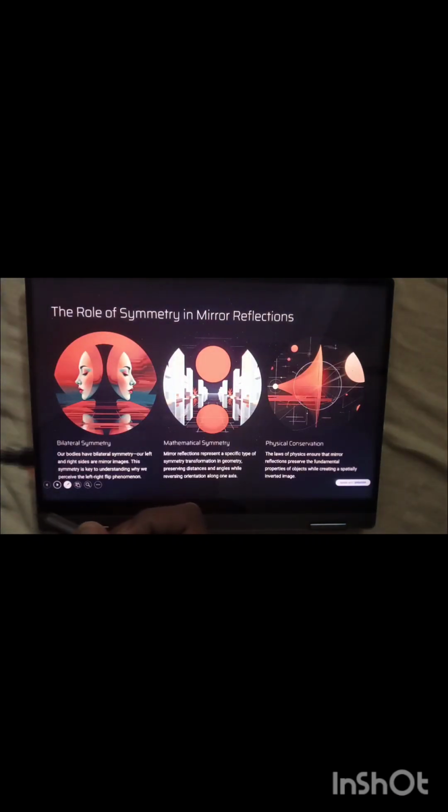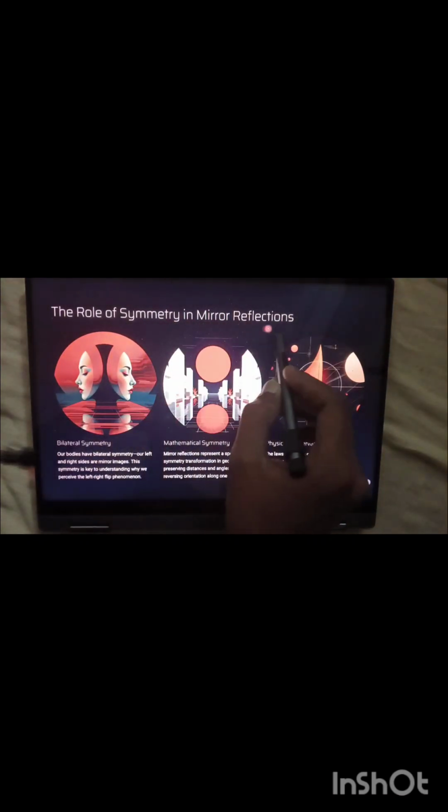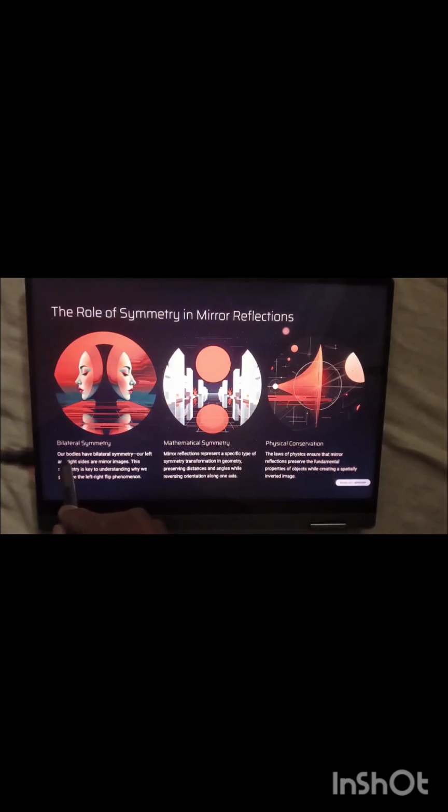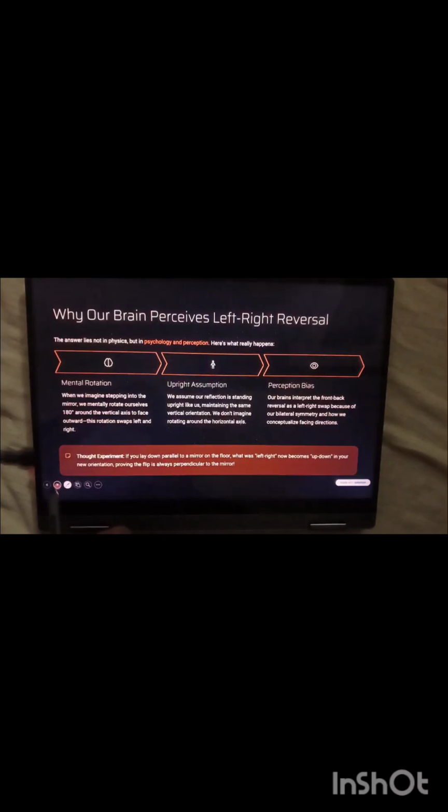Now, let's understand the role of symmetry in mirror reflection. The role of symmetry in mirror reflections includes bilateral symmetry, mathematical symmetry, and physical conservation. Now move to the next slide.